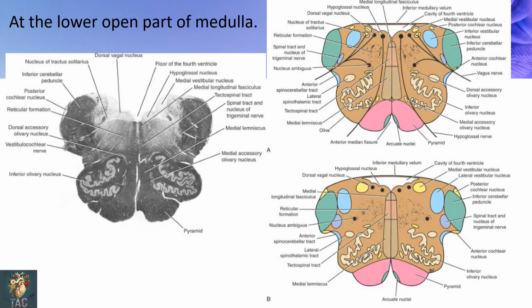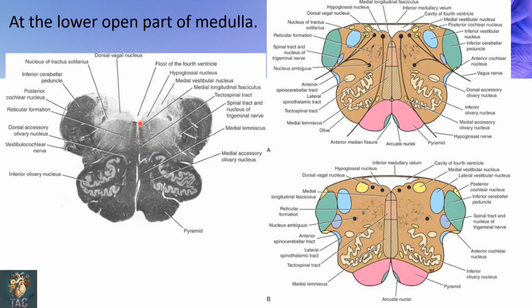So this is the cross section of the medulla at the lower open part of the medulla oblongata. Here you can see the cavity of the central canal has now been opened and is forming the floor of the fourth ventricle. There are three very important swellings you can notice over here. The most medial swelling is the hypoglossal trigone, which is because of the nucleus of the hypoglossal nerve. Next to this is the vagal trigone, which is because of the dorsal nucleus of the vagus nerve, and the most lateral swelling is the vestibular trigone, which is because of the vestibular nuclear complex.